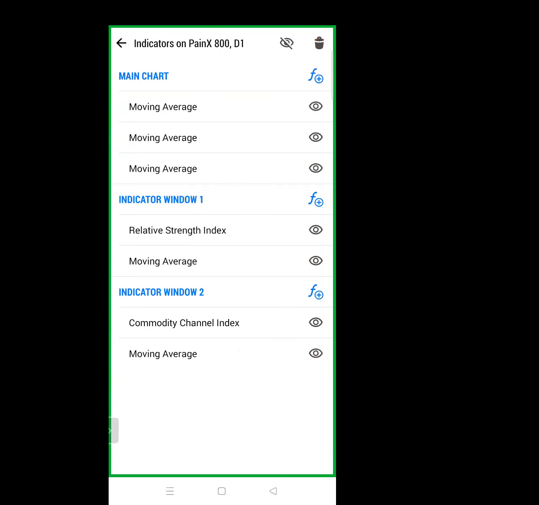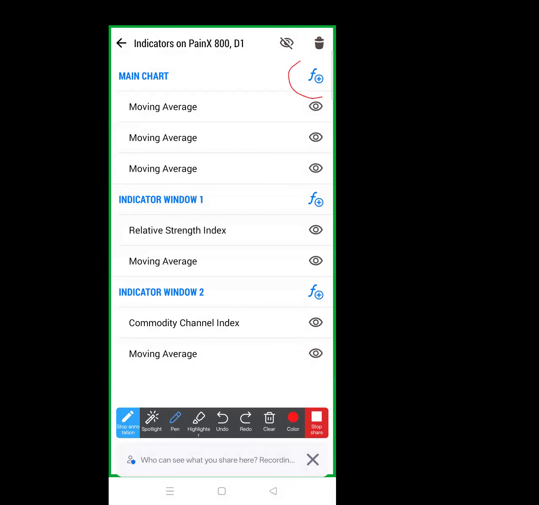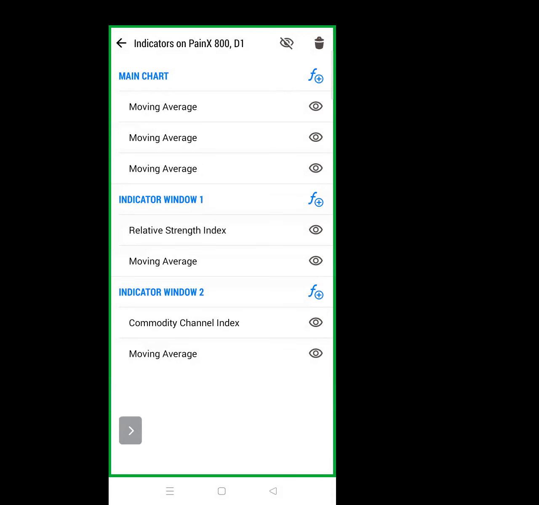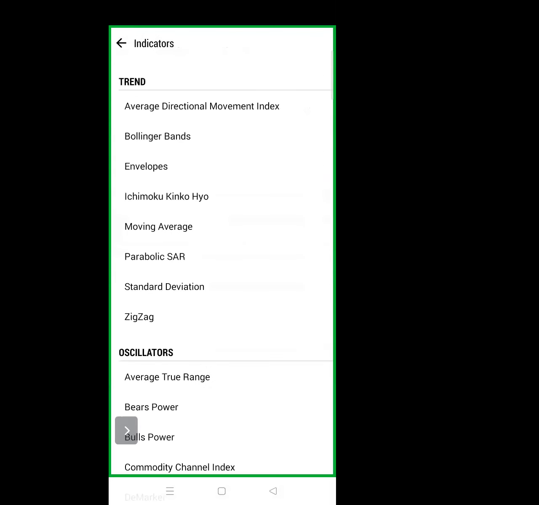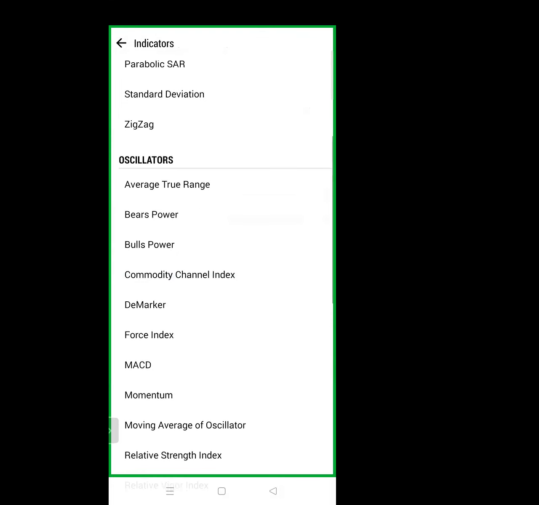The next one is called CCI, Commodity Channel Index. Okay. So now for you to add a second window, you have to go to the main chart to add. So you come here and you click on the F plus sign. You click on the F plus to add commodity channel index. So let's click on the F plus. Now, when you click on the F plus, if you come here, this is commodity channel index.